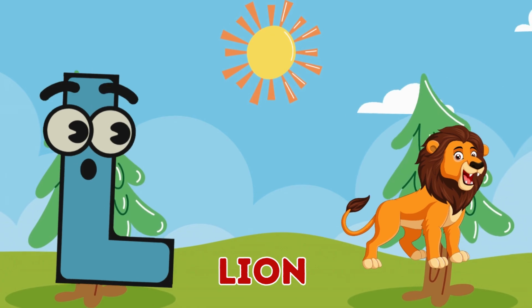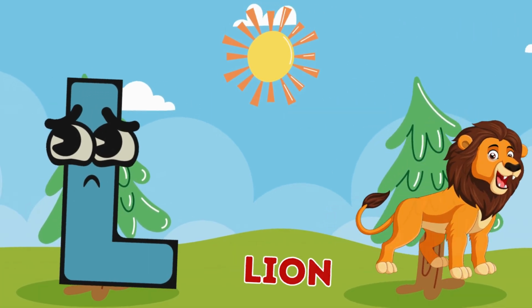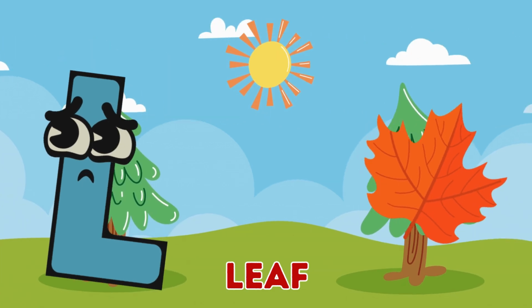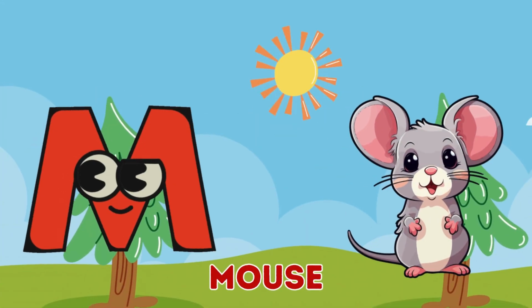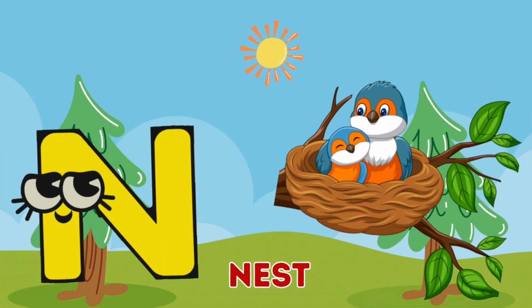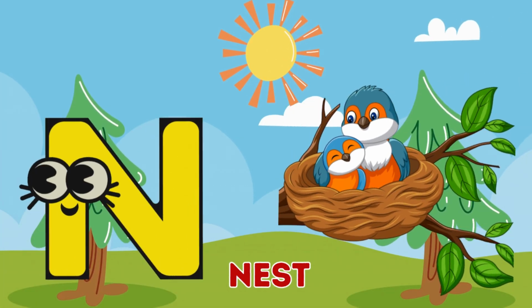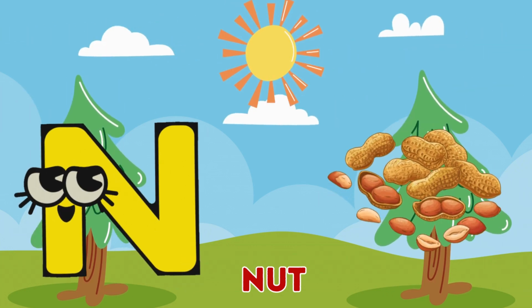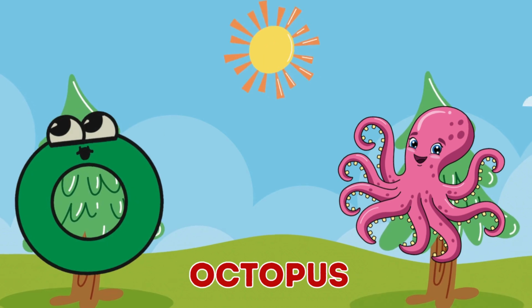L is for lion. L is for leaf. M is for mouse. N is for nest. N is for nut. O is for octopus.